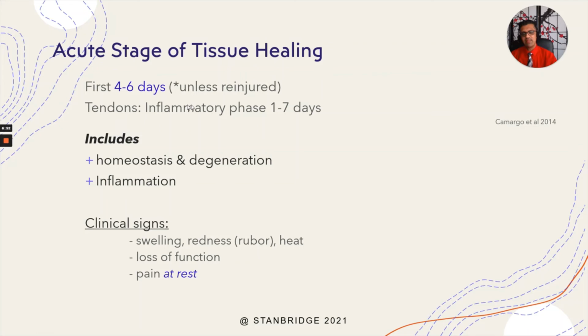Tendons, inflammatory phase can be 1 to 7 days. This includes hemostasis and degeneration and the inflammatory process. Clinical signs of acute stages of tissue healing are swelling, redness, heat, loss of function, and pain at rest. So these are the clinical signs that you'll see that a patient has an acute injury. Swelling, redness, heat, loss of function, and pain at rest.